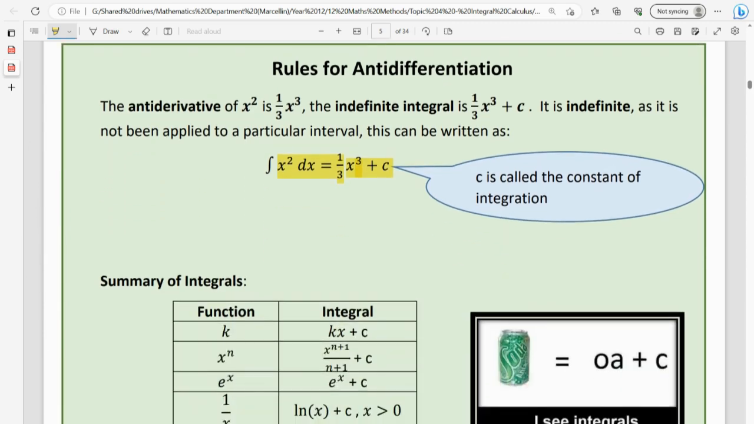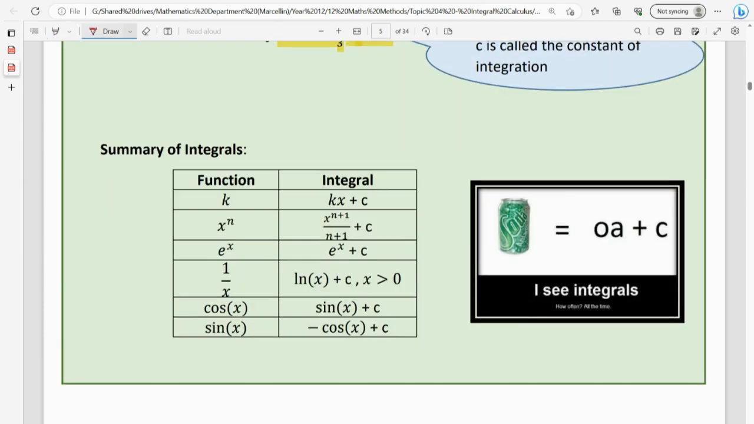So let's look at some of the rules. I'm going to take you through these basic rules, but I'm going to take you through it a different way.